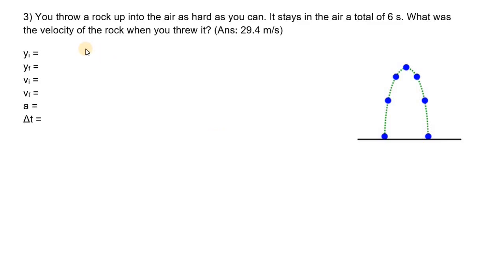So problem number 3: you throw a rock up in the air as hard as you can. It stays in the air for a total of 6 seconds. What was the velocity of the rock when you throw it? Okay, so we're throwing a rock straight up, and it's staying in the air for a total of 6 seconds. So it's pretty straightforward, telling us that our T total is 6 seconds.